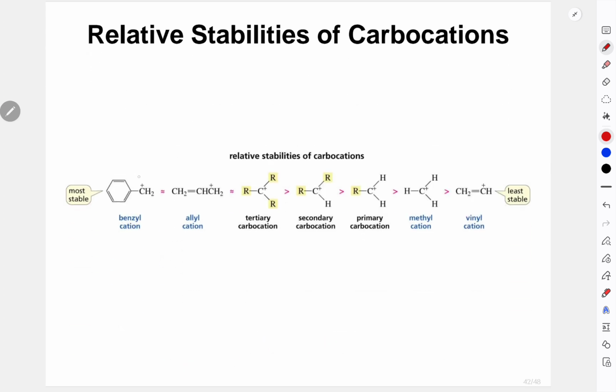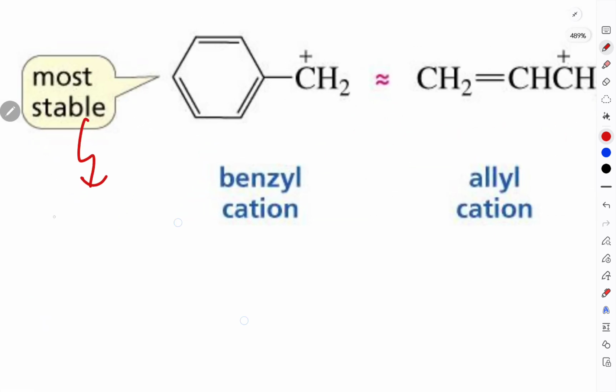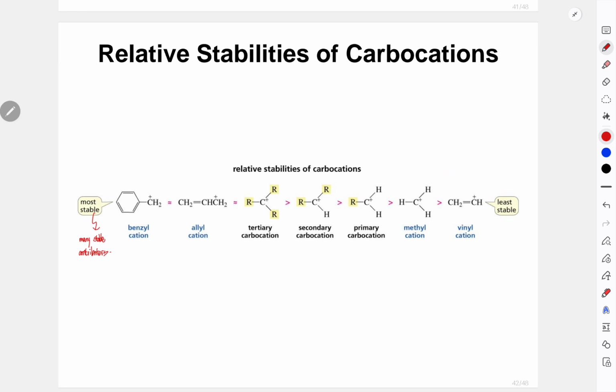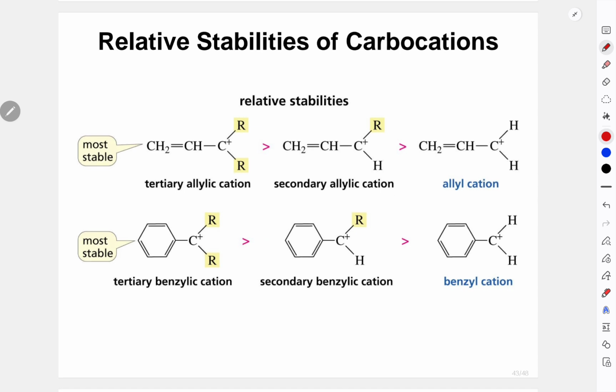And within the allylic and benzylic cations, of course, if you have more R groups, the stability will increase. In this case, the tertiary allylic cation is more stable than the secondary allylic cation, and of course, the secondary allylic cation is more stable than the simple allylic cation. The same is true for the benzylic site. The tertiary benzylic cation is the most stable, more stable than the secondary benzylic cation, and of course, the secondary benzylic cation is more stable than the simple benzylic cation. Okay?